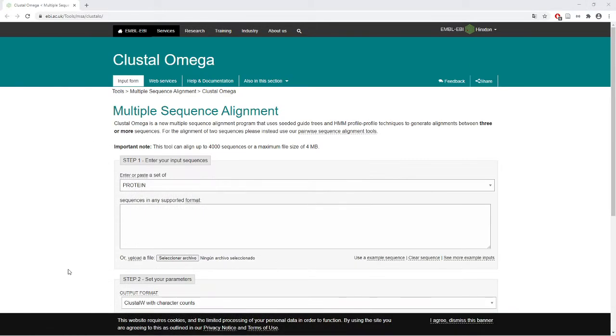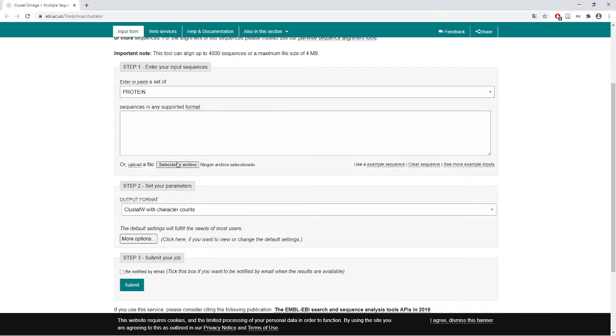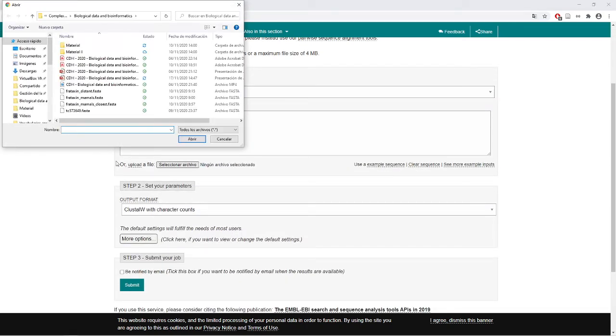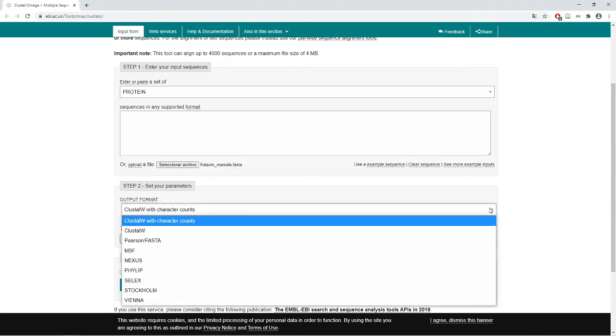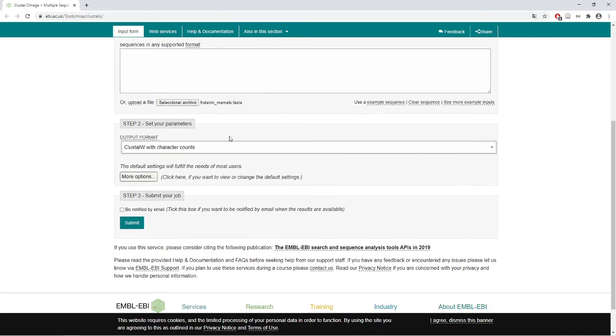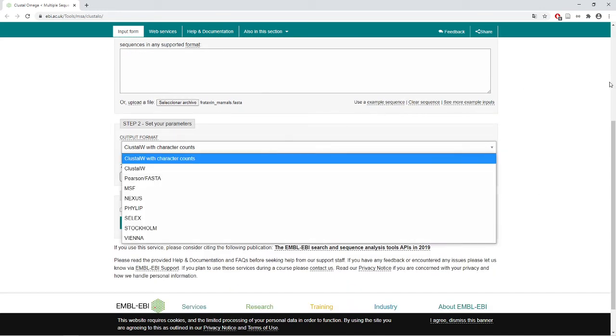So first, I want you to select the mammals FASTA. Here in Clustal Omega, choose file; I guess you have it in English. Then in step 2, we can set different parameters. We are going to just leave the default parameters. There is the output format that we will obtain after the multiple sequence alignment.